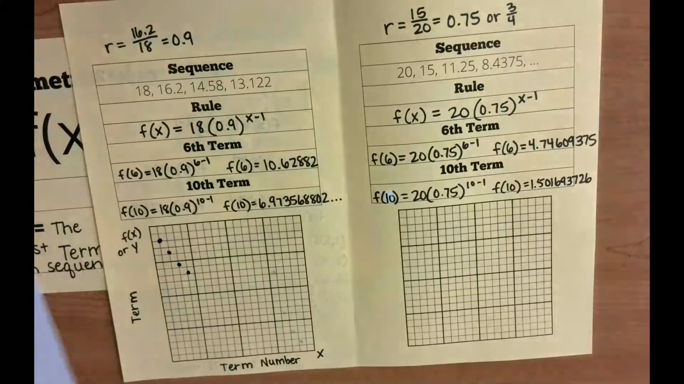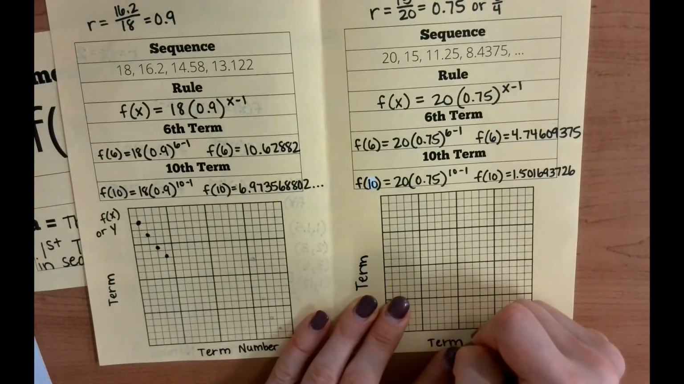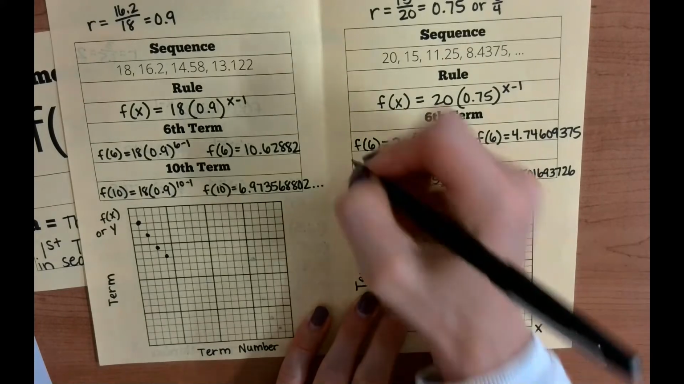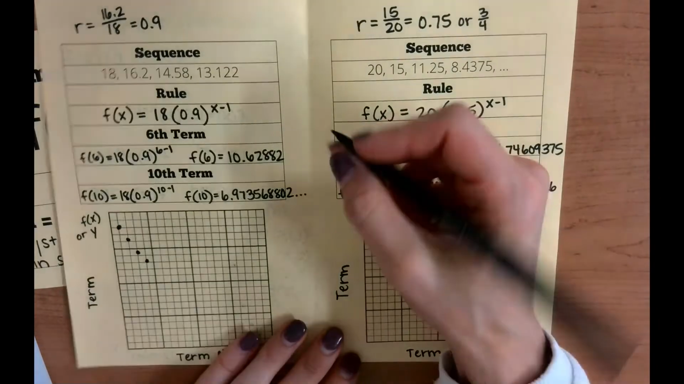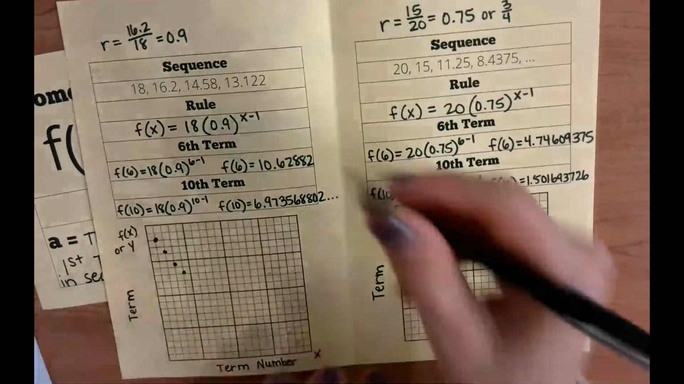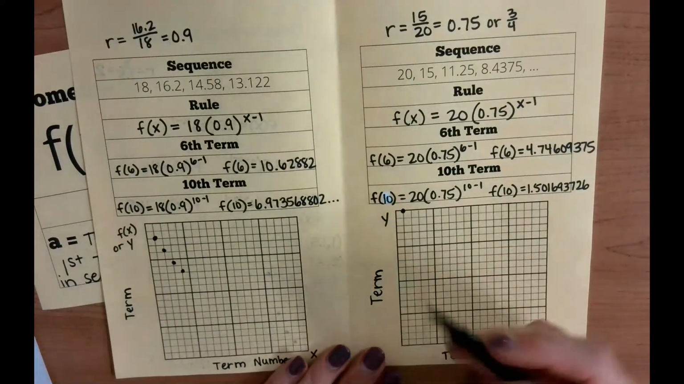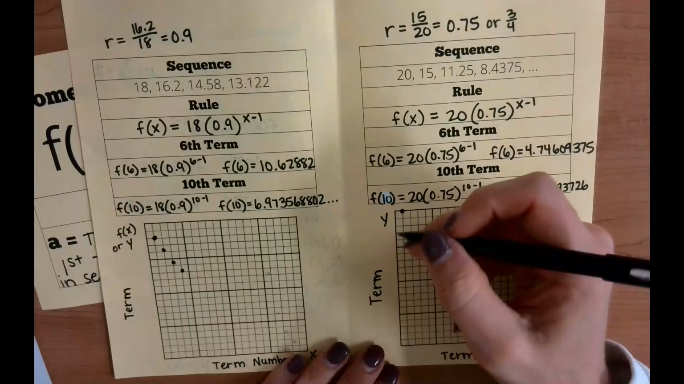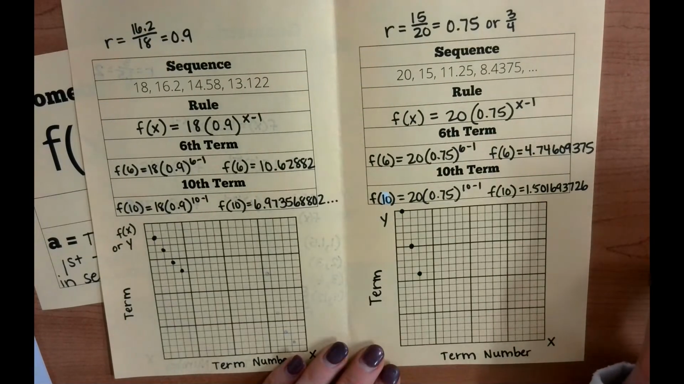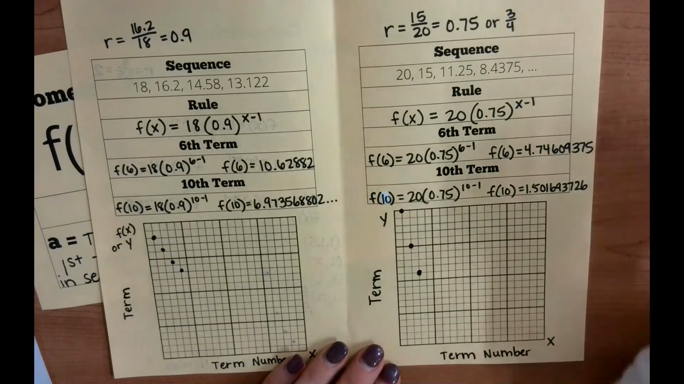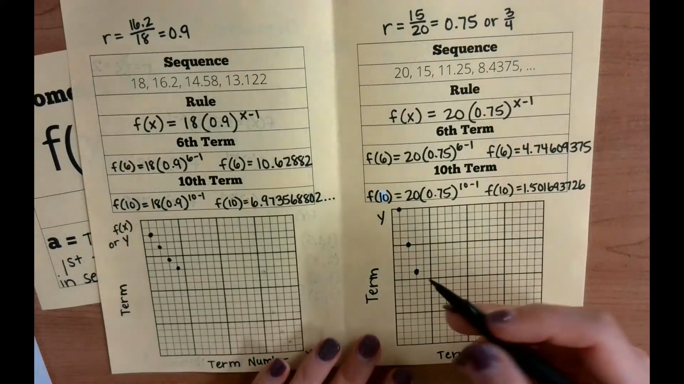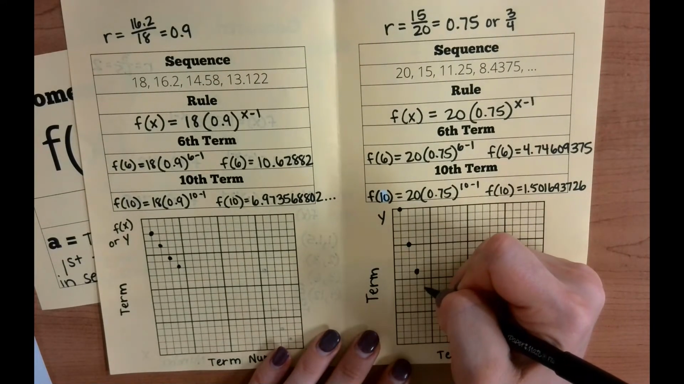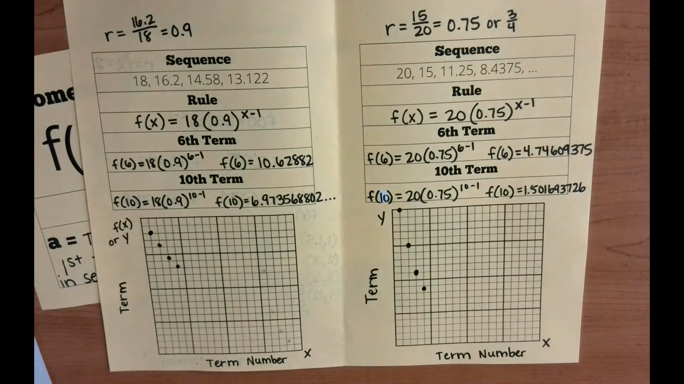And then for graphing this one, term and term number. All right, our first term was 20, which is at the very top. I know from the other one this was 18, so I know this will be 20 up here. And then they're counting by fives, 1, 2, 3, 4. These darker lines, so I know this one's 15, so this was 2, 15. And then 3, 11. Oh, it was 11.25, so a little above 11. And then 8.43, so a little below 8.5. So that's 10, that's 9, 8. So about halfway between.